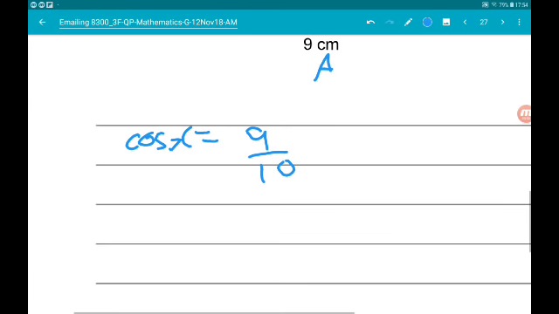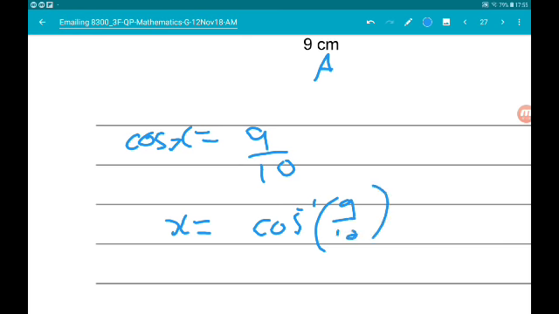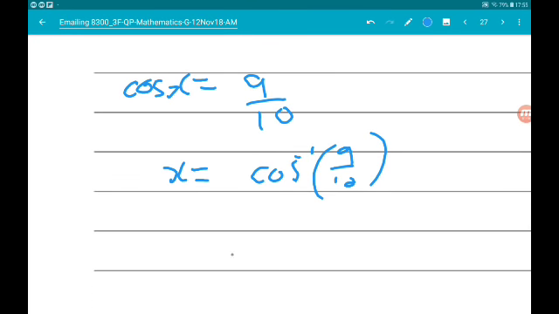Now to get x out of the cos function, we inverse cos both sides. So we get x is, now to do this, press shift and then cos. So we get x is the inverse cos 9 over 10, which gives us 25.8 degrees. Boom.